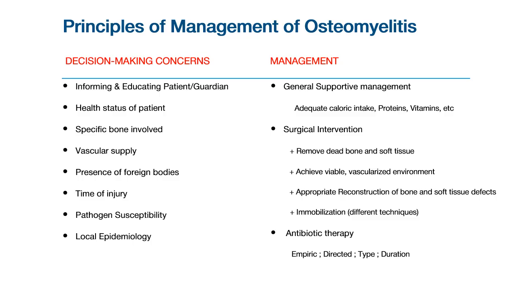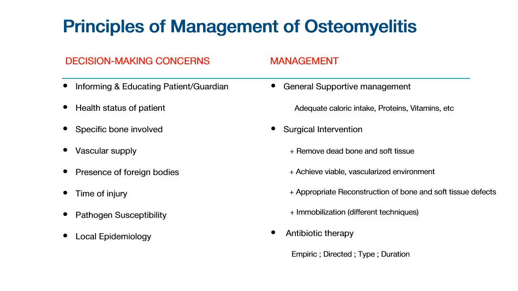Time of injury is important because it's easier to manage if the patient comes early for management rather than late. Pathogen susceptibility is very important because we have to assess if we have an adequate, active, safe antibiotic to use for a prolonged period of time. And before we get the pathogen and its susceptibility, we have to rely on the local epidemiology in the choice of antibiotic.